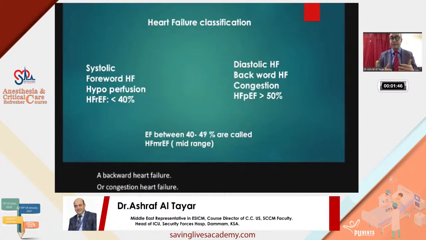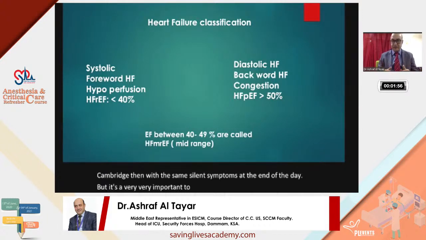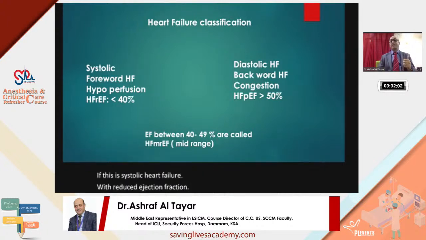Both of them can present with the same signs and symptoms at the end of the day, but it is very, very important to differentiate if this is systolic heart failure with reduced ejection fraction or with preserved ejection fraction, or what we call diastolic heart failure.